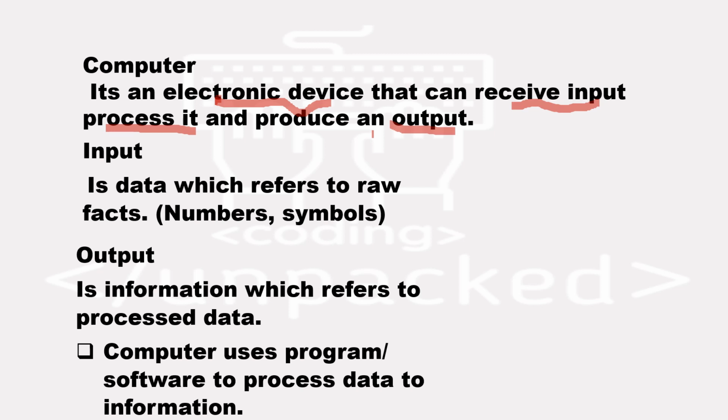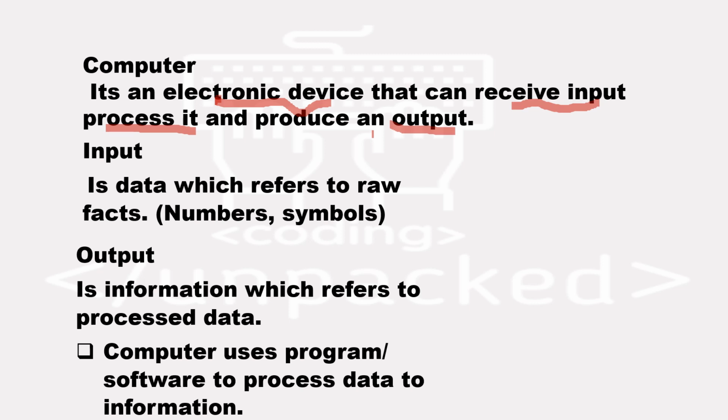So we look into what is an input. An input is data, which refers to raw facts, numbers, symbols that you type in, right? Input is data. And then output is information, which refers to the processed data. The computer receives input, processes it and produces an output. It's only normal that the information output is the processed data. That is the meaning of an output.